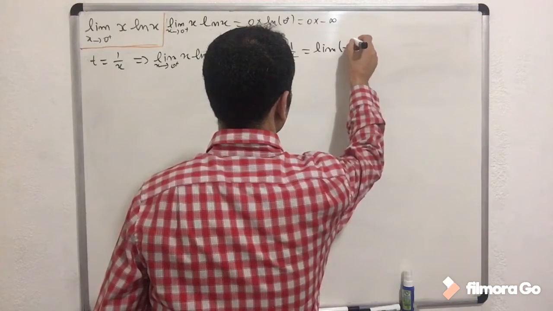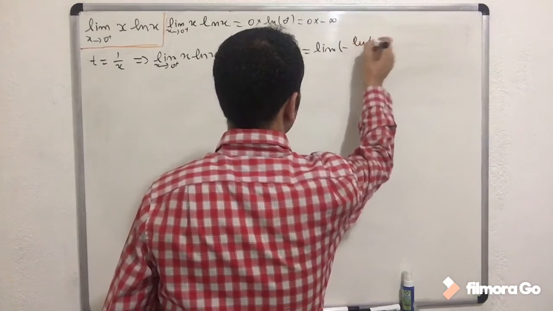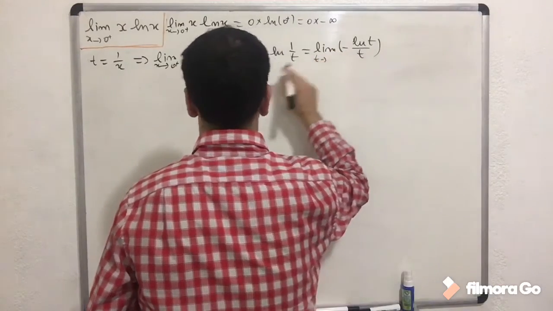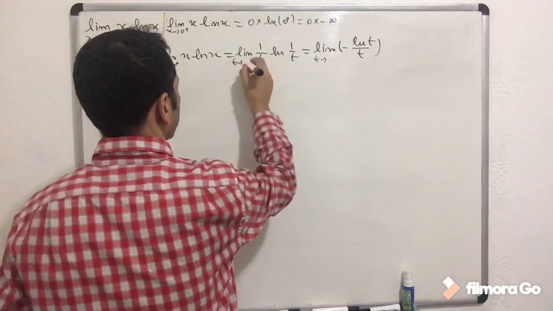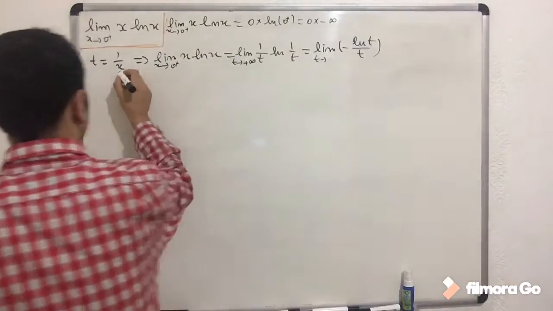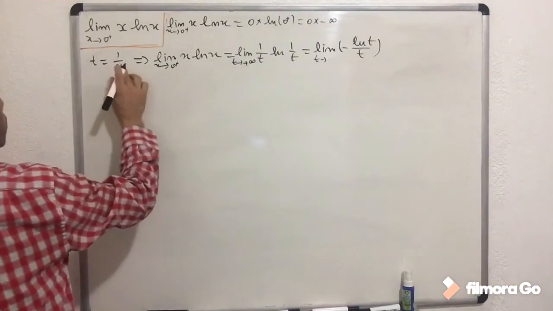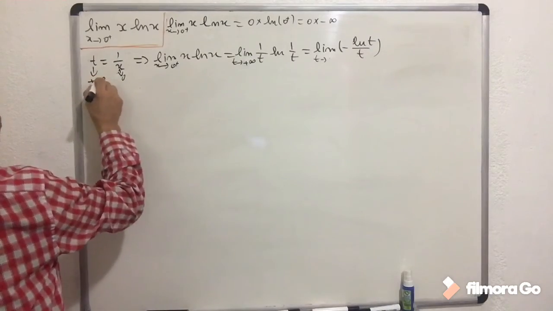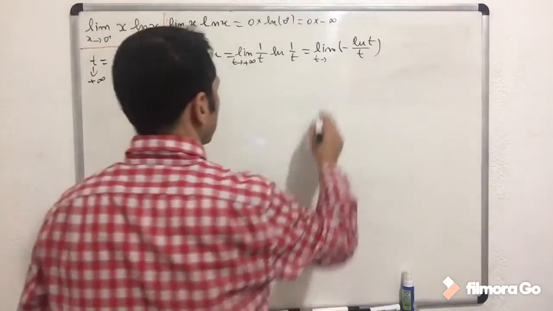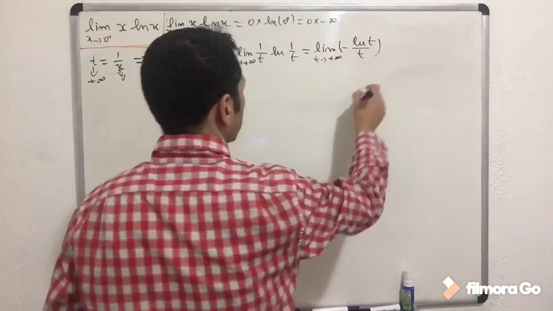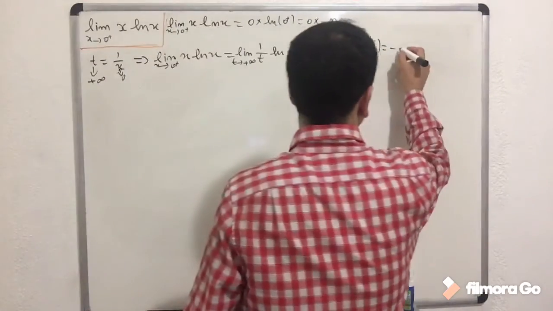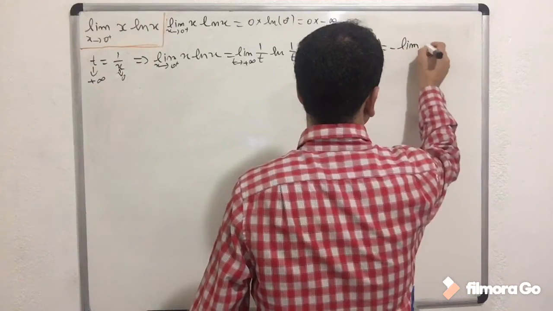of negative natural log of t over t, as t goes to plus infinity, because x is going to 0, which means t is going to infinity. Let's put the negative sign outside of the limit. It is okay to do that.